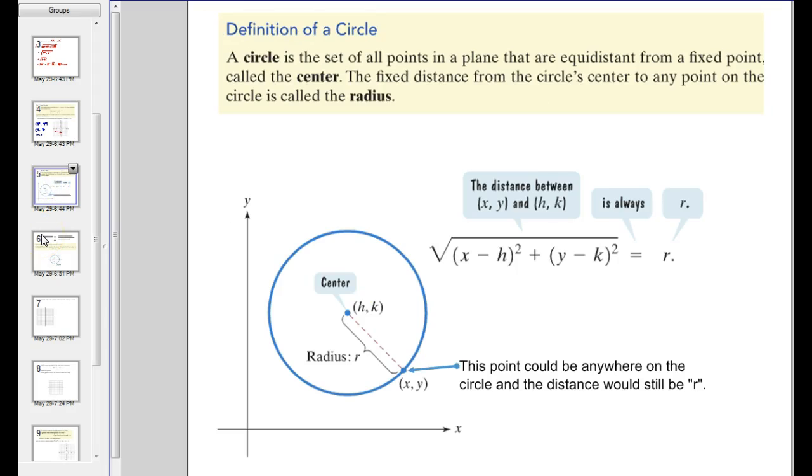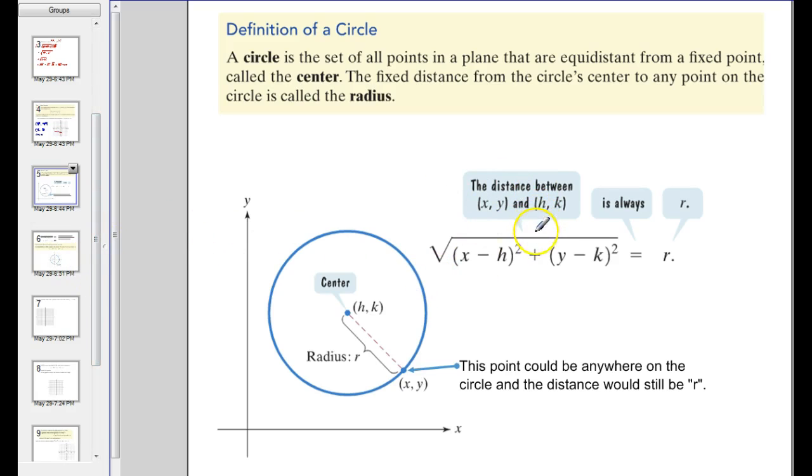Alright, now a circle. A circle is just a point and a distance, basically. You know a point, that's the center. The distance is what we call the radius, and if you connected every single point that's the same distance, that radius, from the center point, you would create a circle if you connected all those points together.